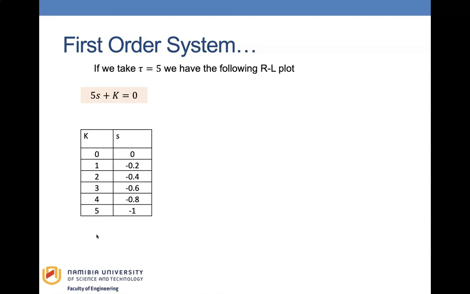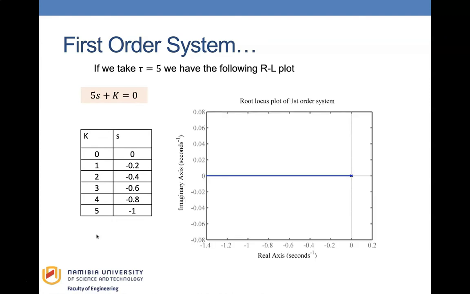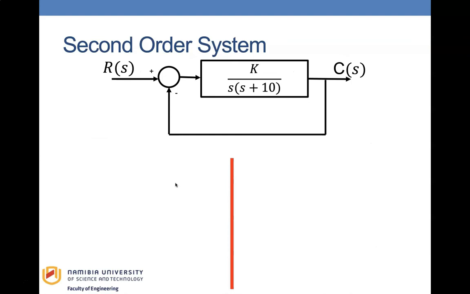We can see that the root locus started at s equals 0 and moves along the real axis to infinity. Since this is a first order system, we have one locus. The second order control systems are equally straightforward. Let us draw the root locus of the second order system shown in this figure.